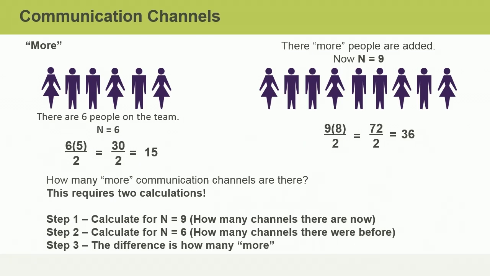Now the final step is to subtract the previous number of communication channels from the number of current communication channels to answer the question, how many more communication channels are there? 36 minus 15 equals 21. There are 21 more communication channels now. This same logic can be used whether your team gains or loses members.